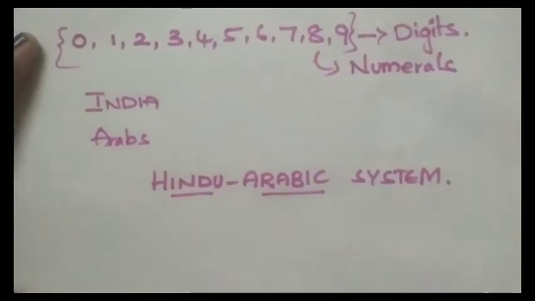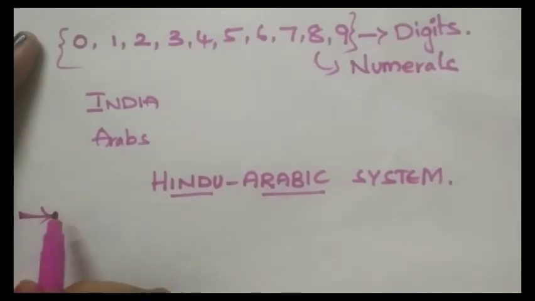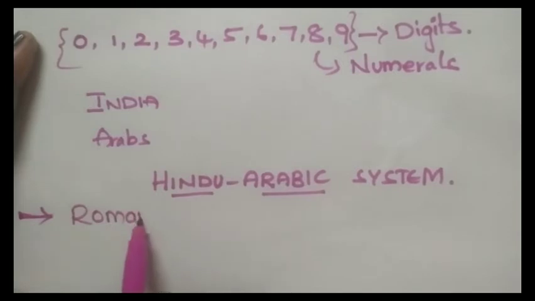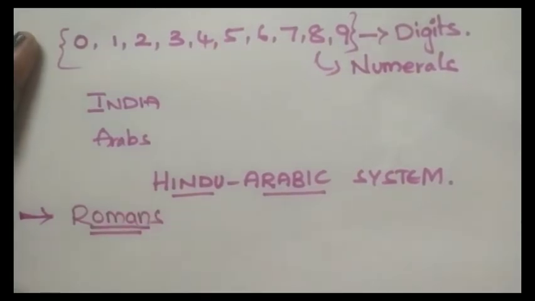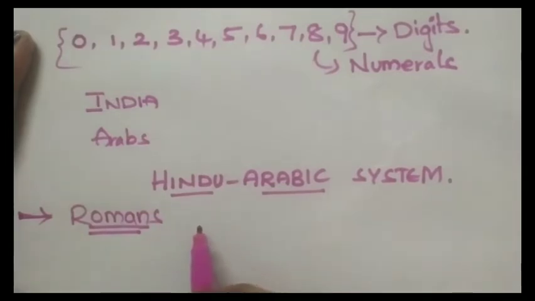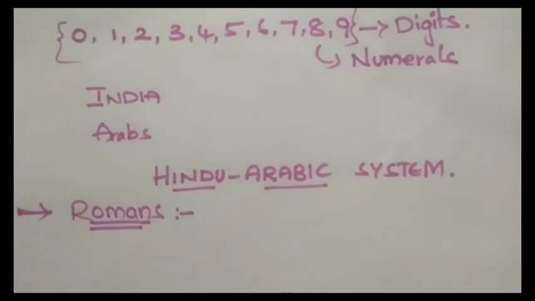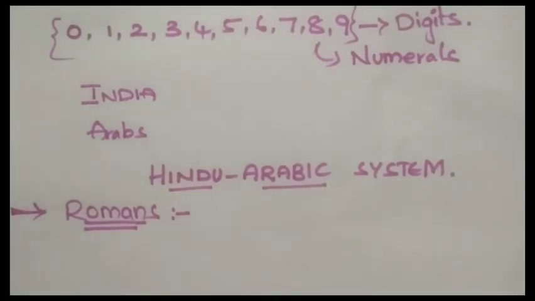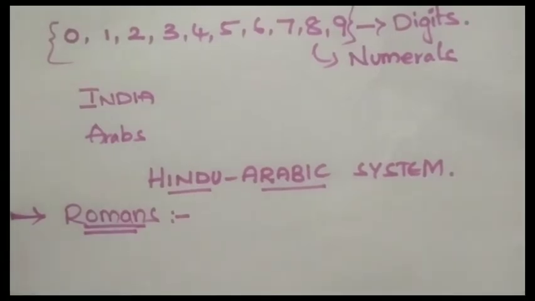Now in ancient days Romans used another system. They used letters to write and read numbers. Do you know letters? Yes, alphabets. They used 7 symbols or numerals to read and write numbers.